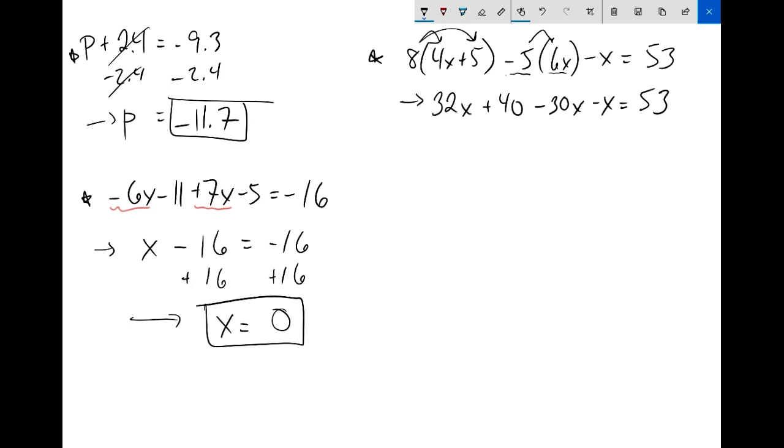All right. And now we've got a whole bunch of like terms that we need to put together. So we've got 32x minus 30x. That'd be 2x, minus another x. What are we going to be left with? You're just going to be left with an x when you combine those. And then you can just finish this off by doing what? Take away 40 from both sides. And so your answer would be x equals 13.